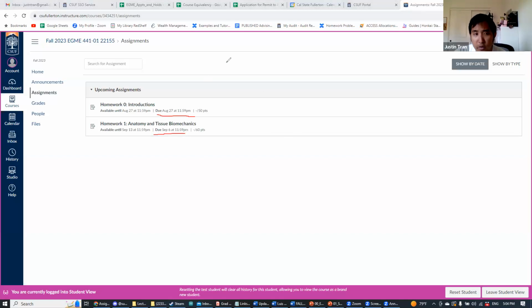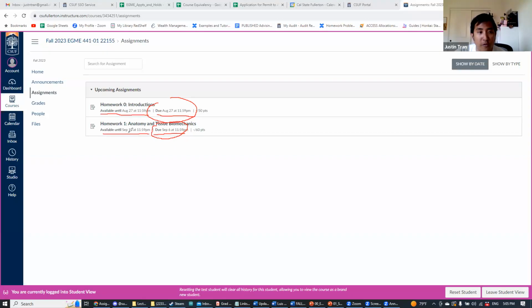This part here gets confusing for people, so I want to make sure I make this clear. The assignments have 2 dates here: one date for the availability and one date for the due date. The assignment is due on the due date, but I leave the assignment open for a week after the due date, just so that you can submit it late if you want.